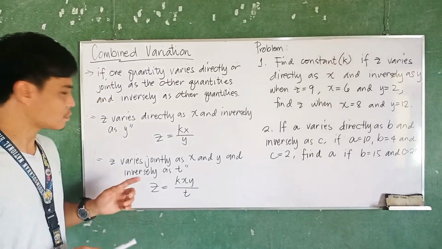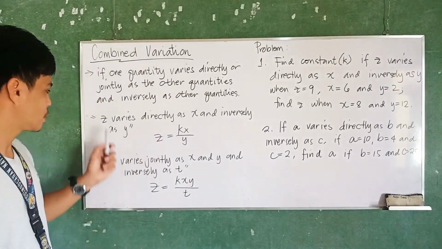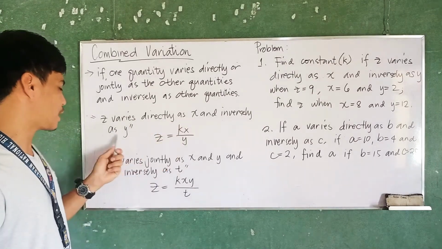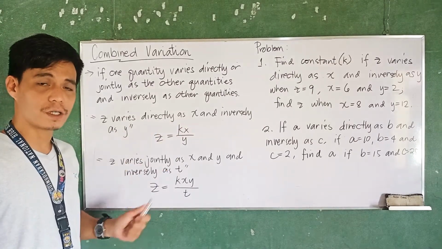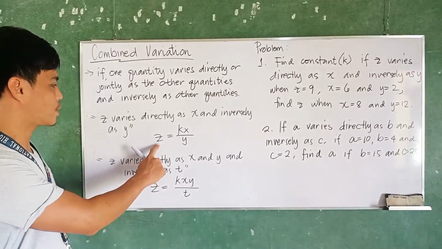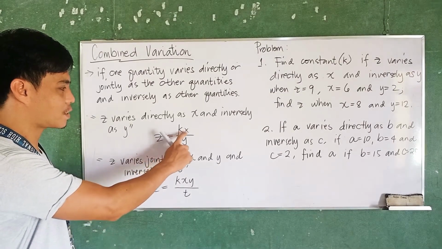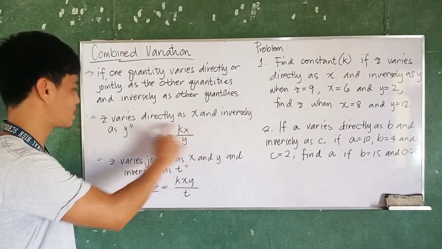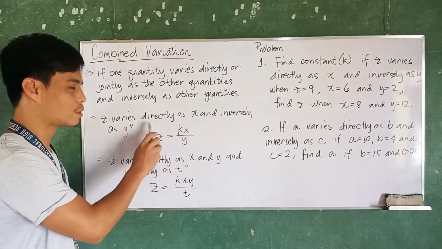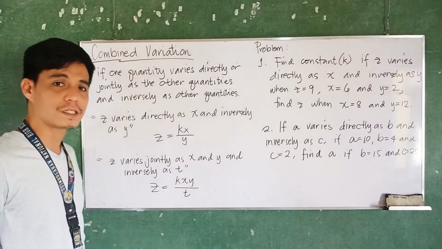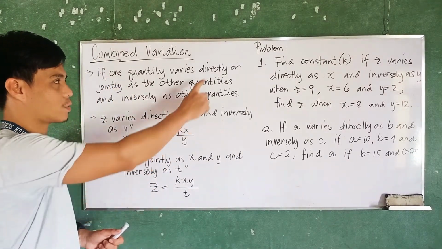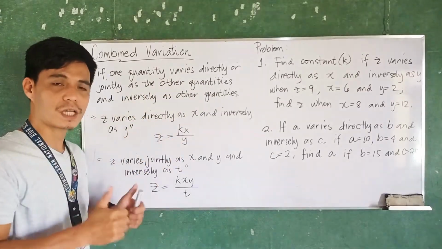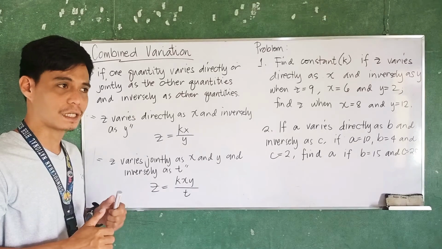So, in a statement, if z varies directly as x and inversely as y, therefore our symbol will be z varies directly as x, directly to x, and inversely to y. So, all in all guys, that will be combined variation. It combines directly and at the same time an inverse. Okay, so we should know how to put that into symbols.